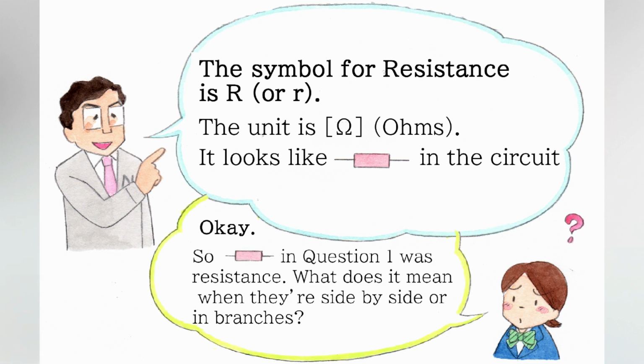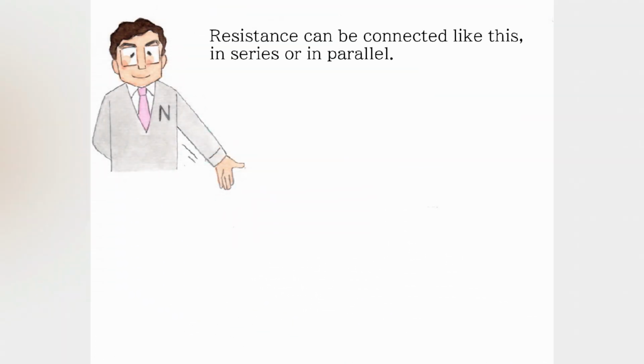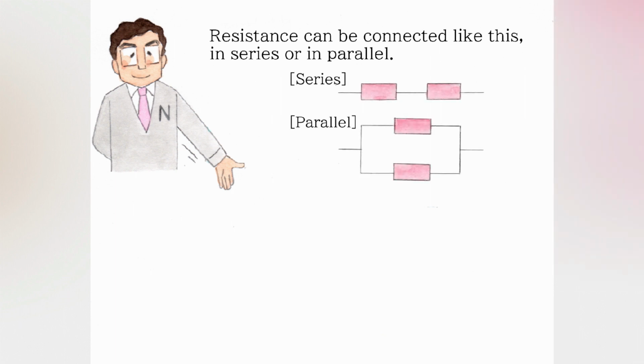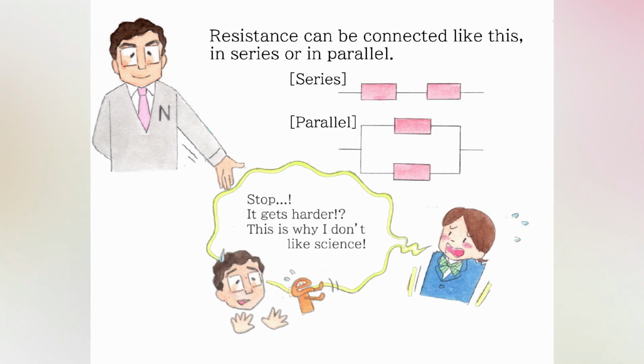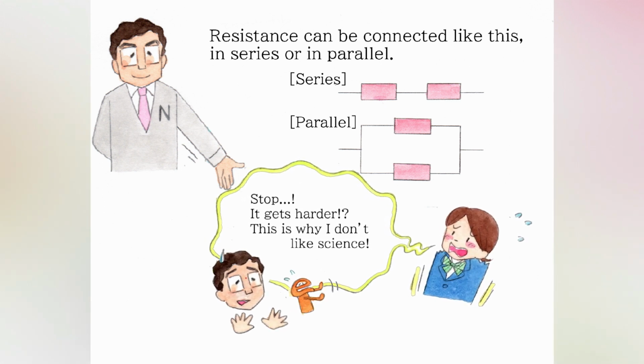Okay, so the rectangle in question 1 was resistance. What does it mean when they're side by side or in branches? Resistance can be connected like this, in series or in parallel. Stop! It gets harder. This is why I don't like science.